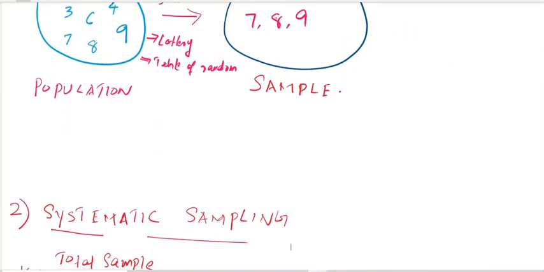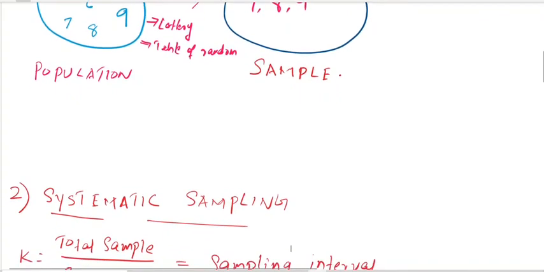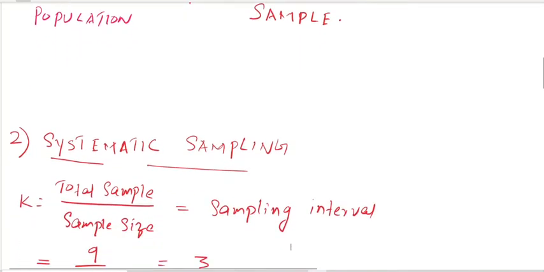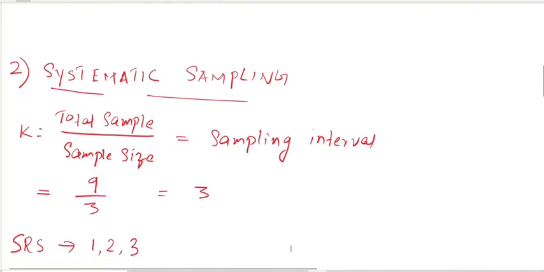That was the first and the basic technique. So all the techniques we have from this simple random, that is systematic or stratified, all other techniques will follow the basic technique of simple random sampling. The next one is systematic sampling.